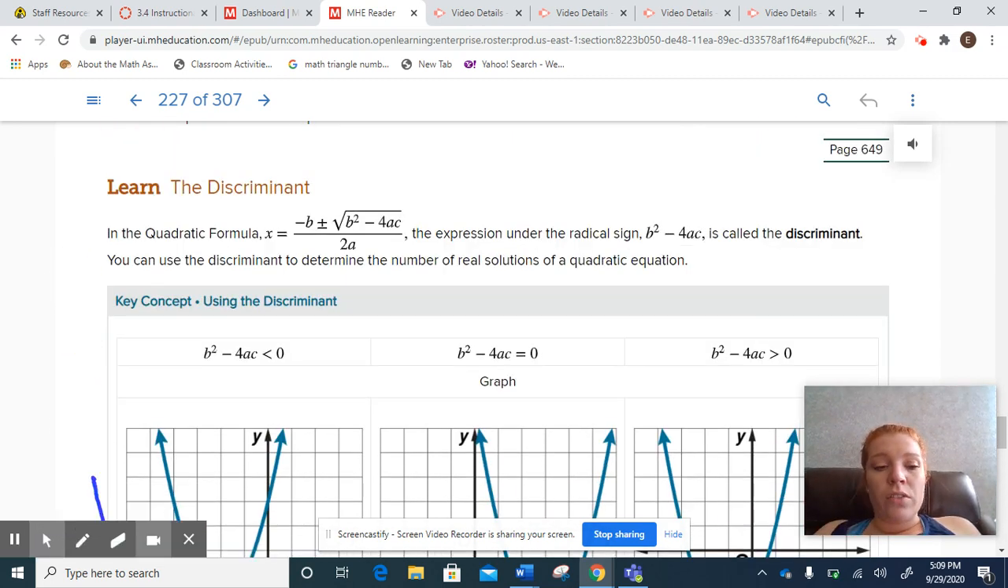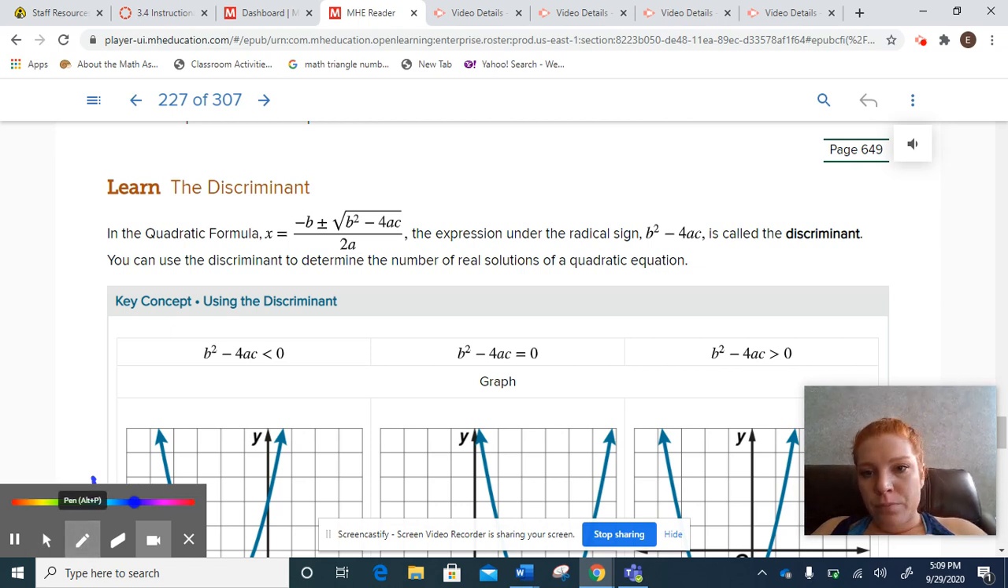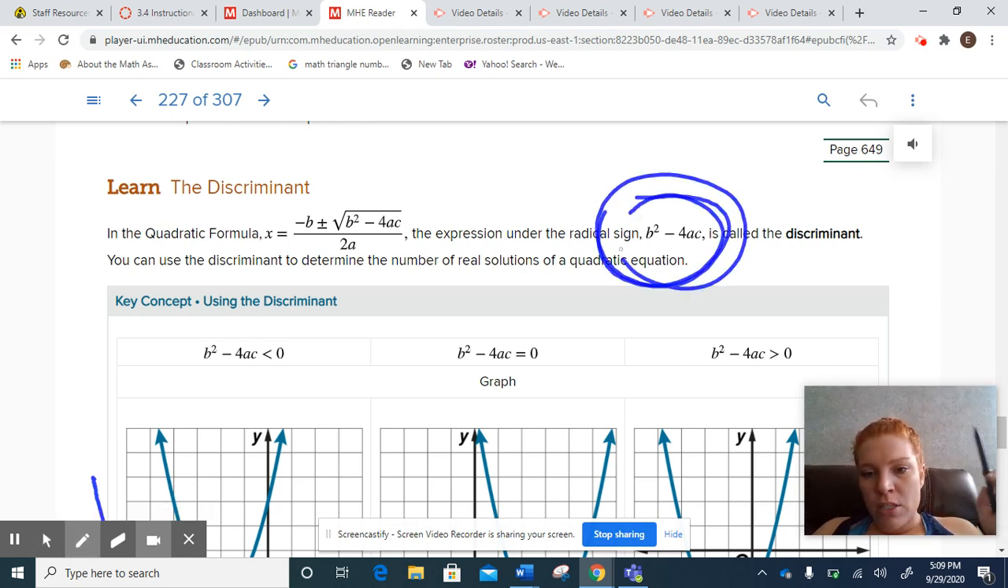What you can do to go ahead and give yourself a quick little hint is to use what's called the discriminant, right? This is the discriminant, b squared minus 4ac. And if you'll notice, that is something that's underneath the square root of the quadratic formula.